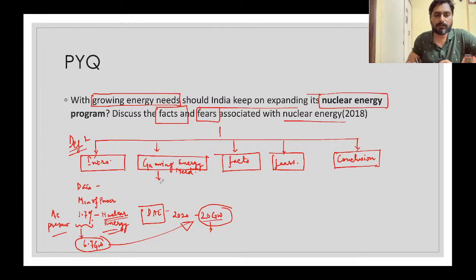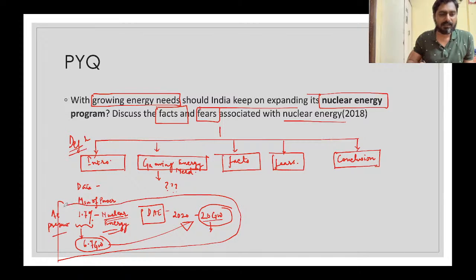So how do we justify this part? How do we address this part, that the energy need of India is growing? Yes, would anybody like to try that? How is the energy need of India growing? See, based on these numbers only, we will frame one question after this. That we'll see. But how do we justify that India's energy need is increasing?